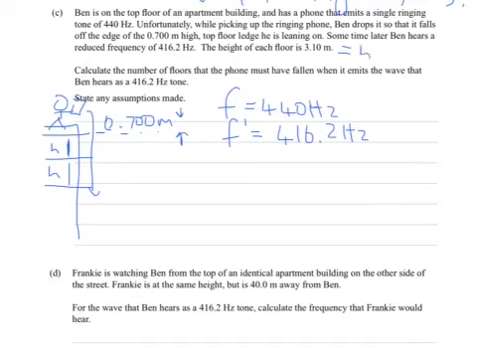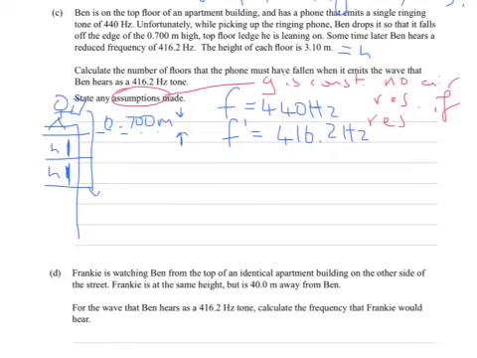I'm trying to cut down all the mathematical stuff where I can, but I'm helping to identify the parts of it. You may calculate the number of floors the phone must have fallen when it emits the wave that Ben hears as a 416.2 Hz tone. State any assumptions made. Okay, I'm going to state the assumptions first because that determines how we calculate it. So one of the assumptions is going to be that g is constant and there's no air resistance, because if there was air resistance then the phone might reach terminal velocity.